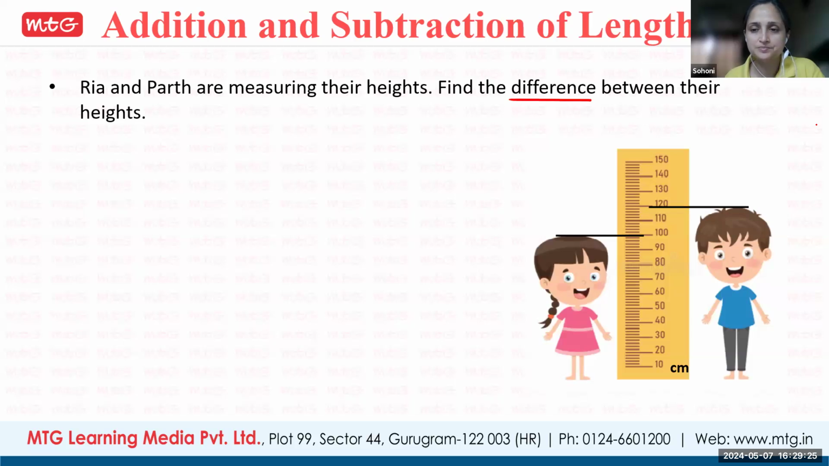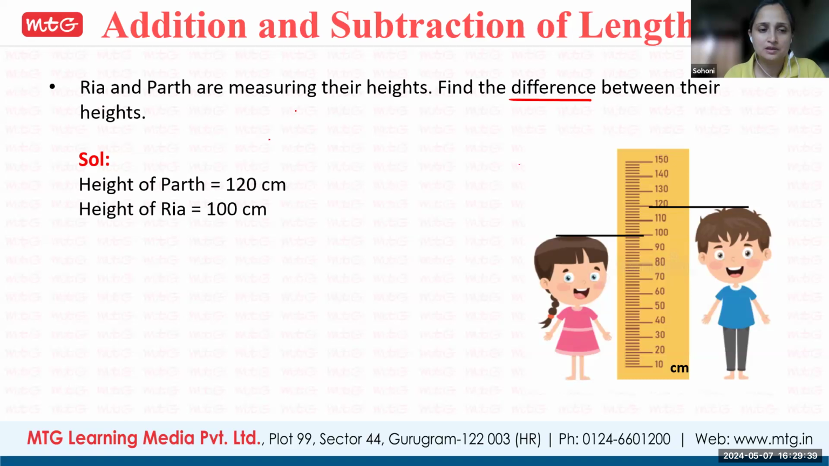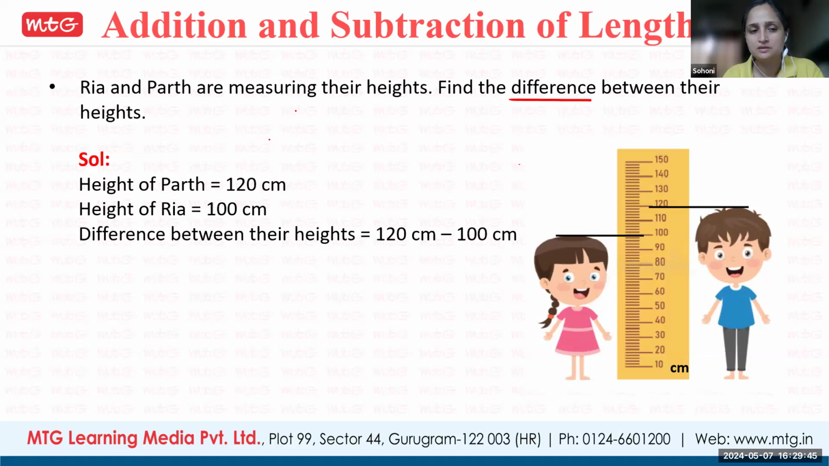Anay, correct? So height of Parth is 120 centimeters, and height of Ria is 100 centimeters. So the difference between their heights is 120 minus 100. That is 20 centimeters.